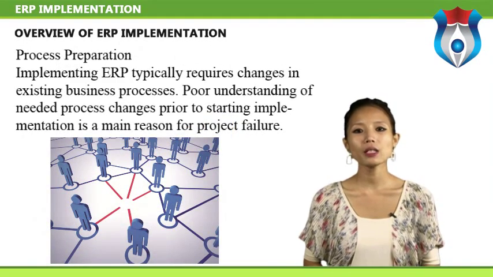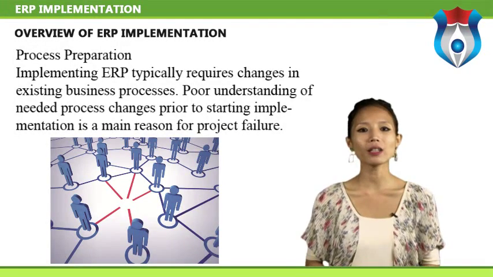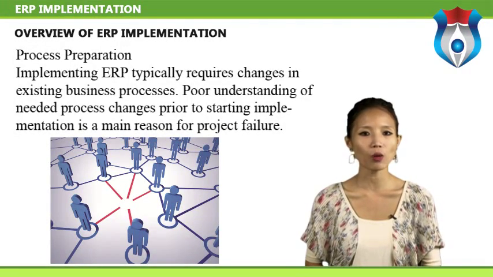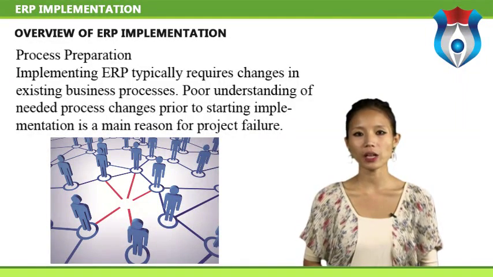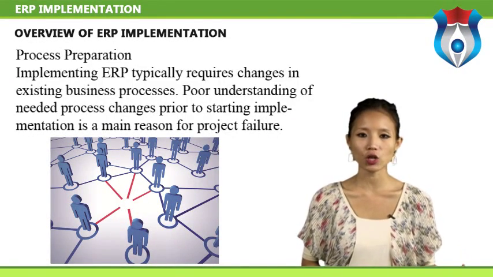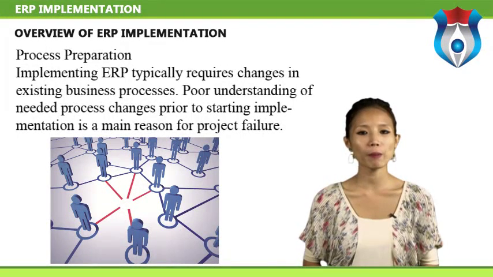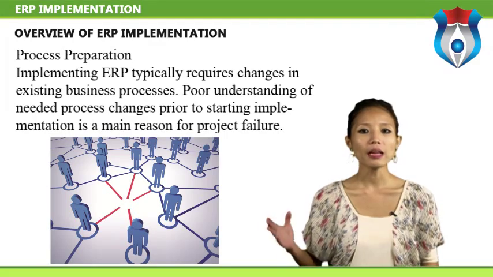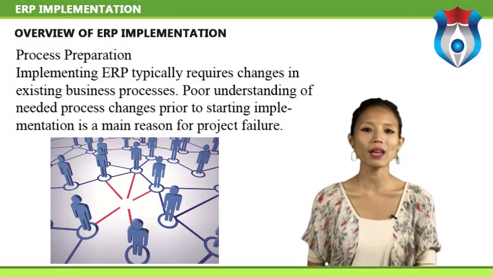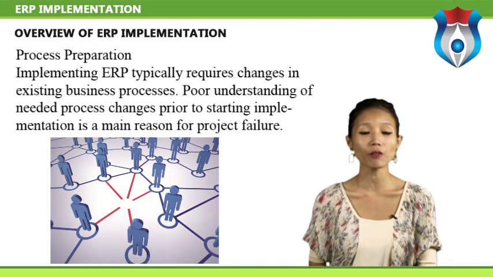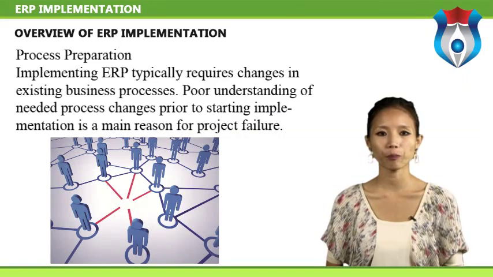Implementing ERP typically requires changes in existing business processes. Poor understanding of needed process changes prior to starting implementation is a main reason for project failure. It is therefore crucial that organizations thoroughly analyze business processes before implementation. This analysis can identify opportunities for process modernization. It also enables an assessment of the alignment of current processes with those provided by the ERP system.